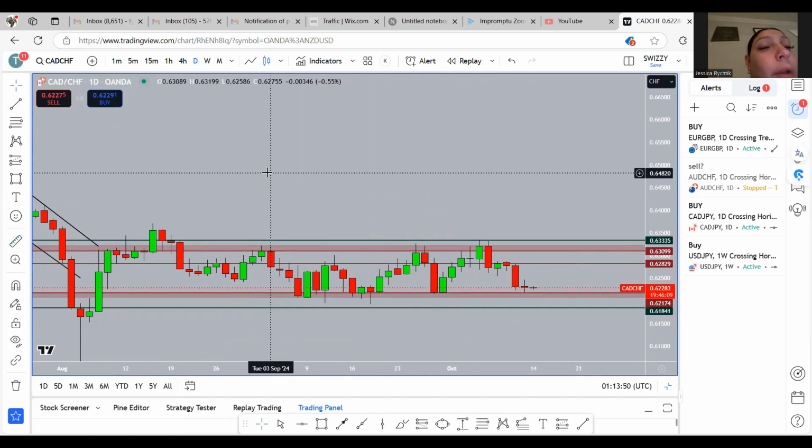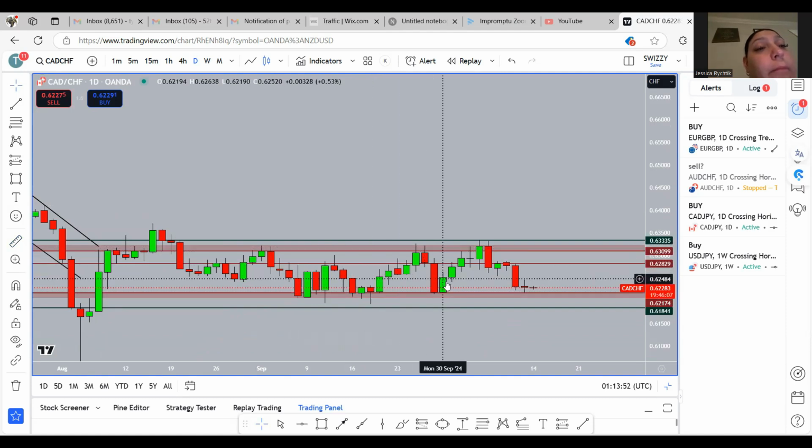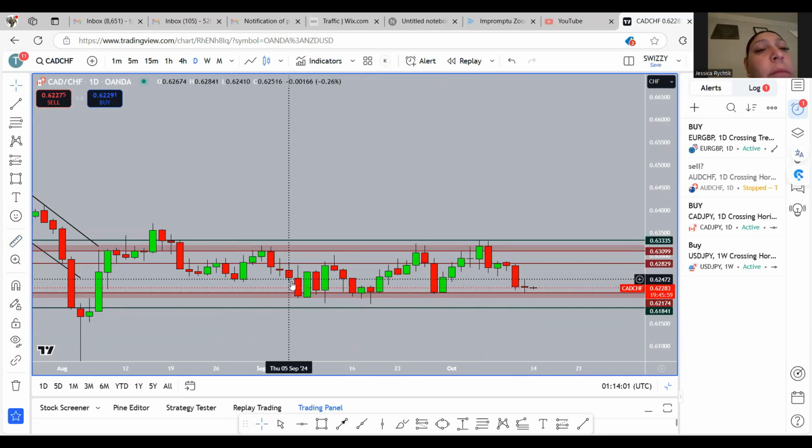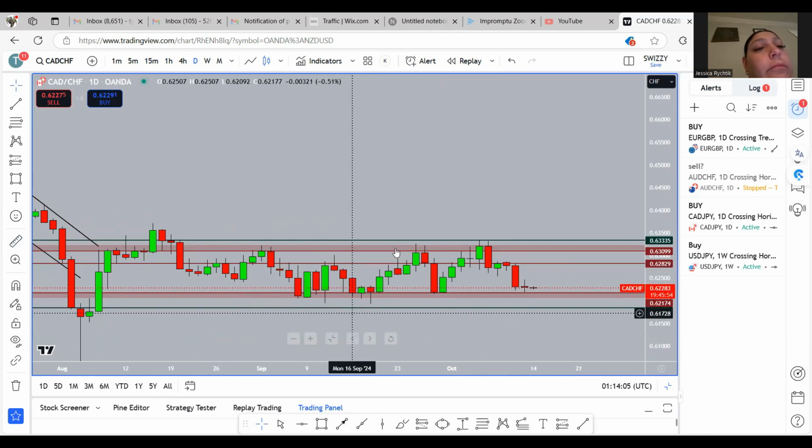However, this is 90 pips each way. So 90, another 90, another 90, another 90. And we didn't even include this 90. You would have made more than that just riding this up and down. But to me, that's kind of risky.